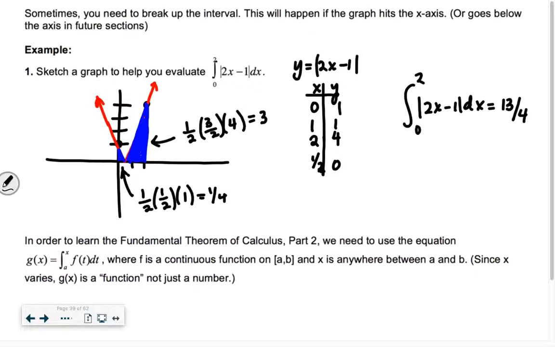Okay, so let's think about this. How would we do this without drawing a picture? Now, what I'm telling you is draw the picture. That's the easiest way.